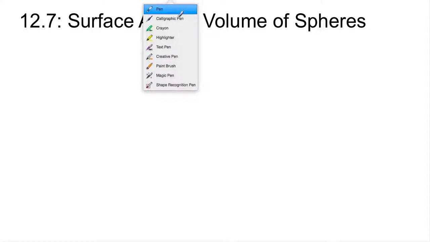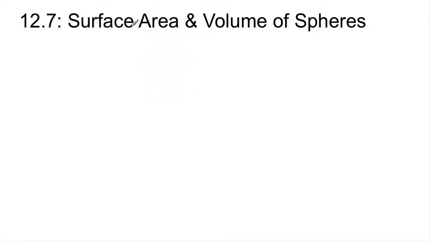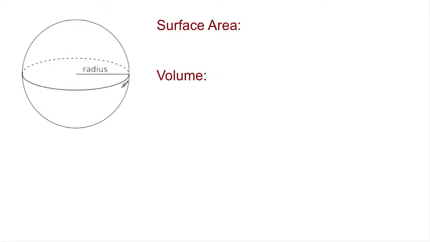All right, the last section in this unit is going to be talking about the surface area and volume of spheres. So you should be familiar with a sphere. We live on one. The planet Earth is a sphere. It's a three-dimensional object. It's not flat. And it basically is if you took a circle and just spun it around a whole bunch of times. That is a sphere.